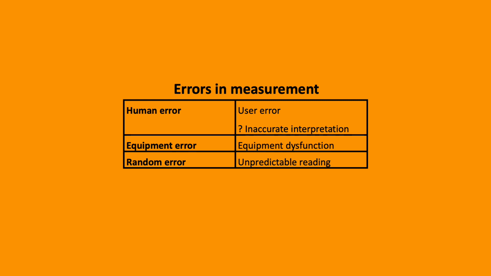Inaccurate data collection can occur due to multiple pathways. These include human errors, i.e. inaccurate interpretation of information, equipment dysfunction, and also random errors, which are unpredictable readings.